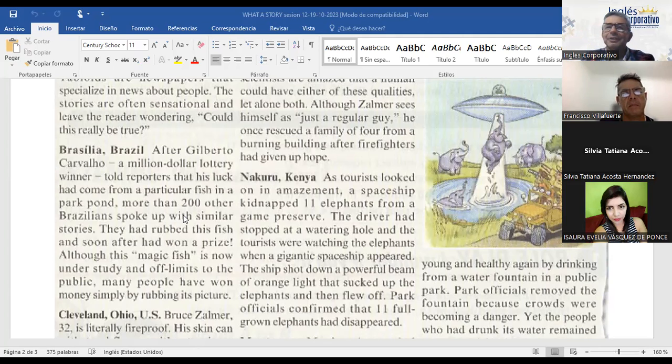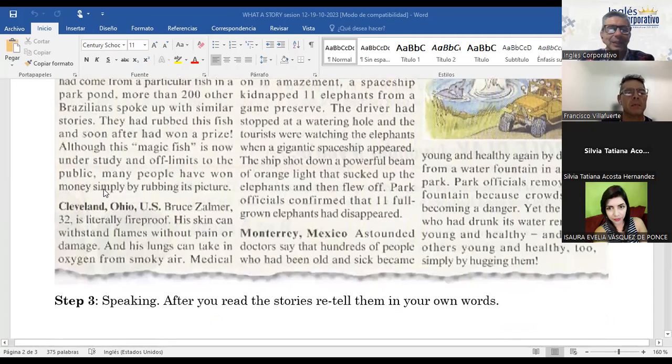Okay. Have you ever won a lottery or something, guys? No. Not yet. Only Lotin, Raspa y Gana. Okay, good. Isaura said not yet, but you had the hope, the feeling that you're going to win the lottery one day. Okay, Francisco, the next one.